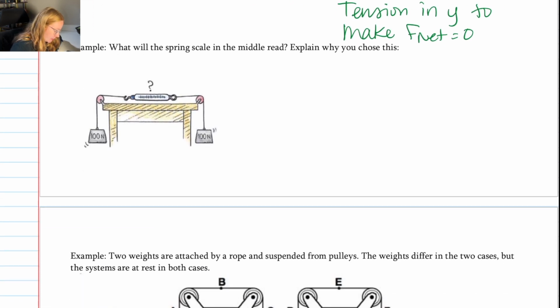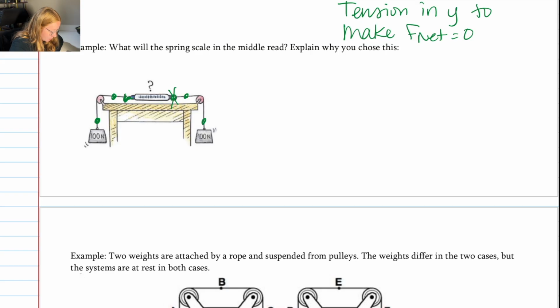Okay, this next example, what will the spring scale read in the middle of the rope? Okay, so there's something important to remember about tension. The tension that the rope feels along each point should be the same. And another thing about spring scales is this hook end is the only thing that actually reads the force. The loop does not read anything. And so the spring scale, whatever the hook is pulling, that's what it's going to read. So the loop end is not going to do anything.